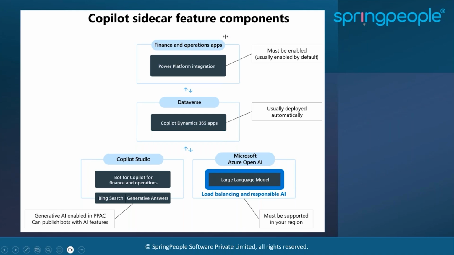If you see, you have Finance and Operations. By the way, when you are using Copilot, it is not integrated directly into Finance and Operations. It is part of the Power Platform offering, and it provides an interface between Power Platform and Finance and Operations, and then you are able to use it. So for you to be able to use Copilot, this Power Platform integration must be enabled. Earlier it was not enabled by default. Now it is enabled by default.